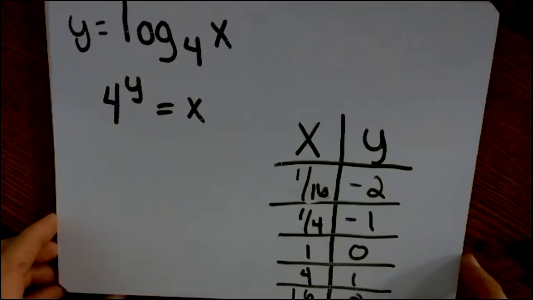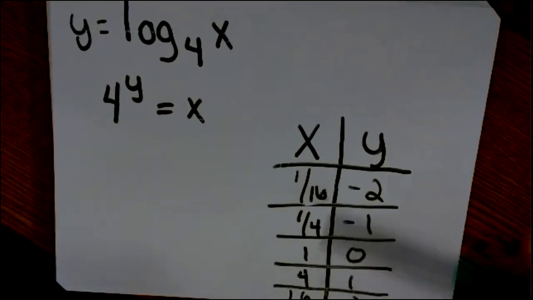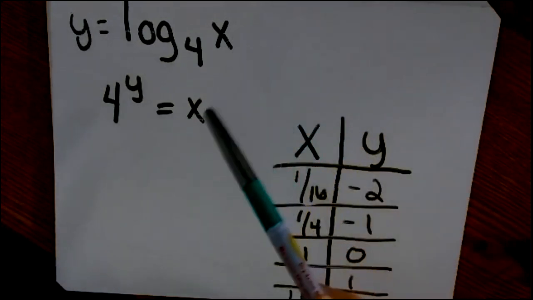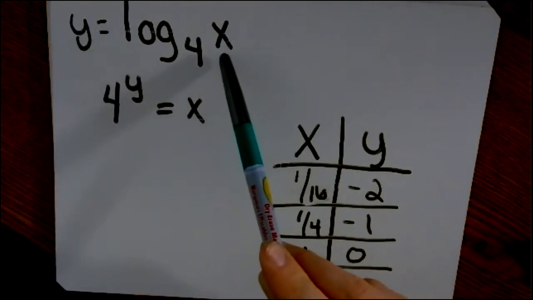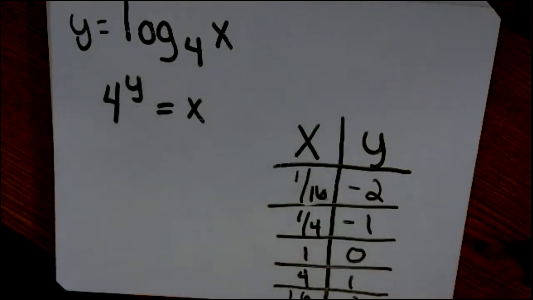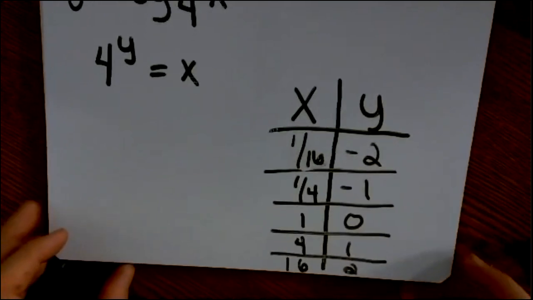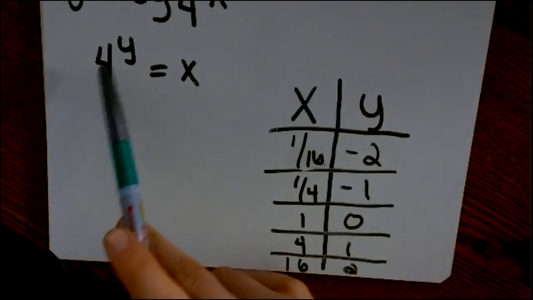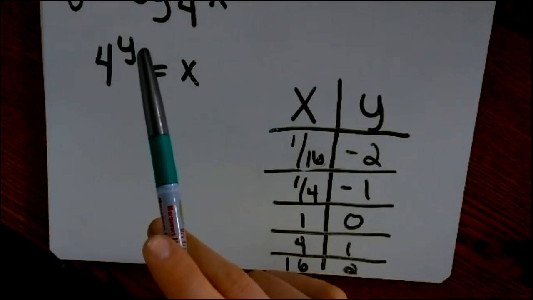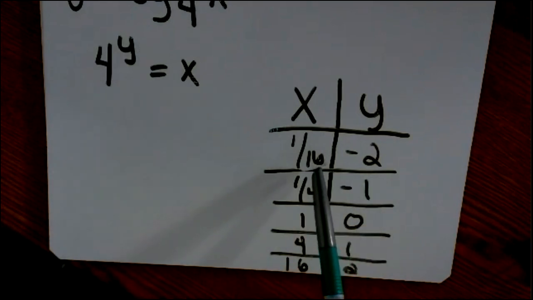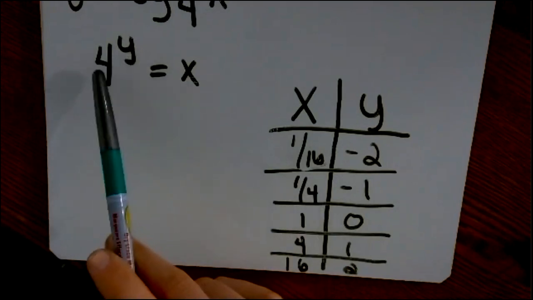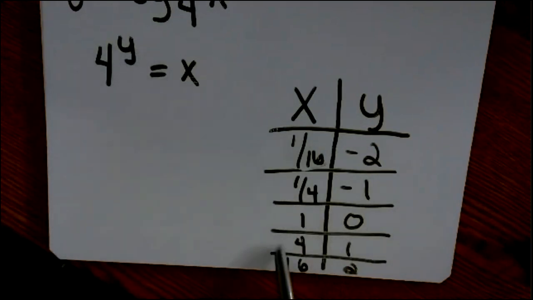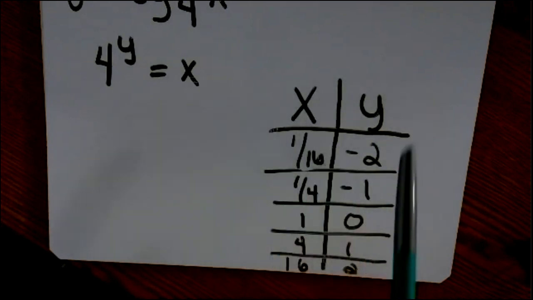So the first thing I want to do is make an xy table. In order to make an xy table, I'm going to take my base function, y equals log base 4 of x, that's logarithmic form, and change it over to exponential form, making it 4 to the y equals x. Once I do that, I'm going to pick values of negative 2 to 2 for my y. 4 to the negative second is like 1 over 4 squared, that becomes 1/16. 4 to the negative first is a fourth. Anything to the 0 is 1. 4 to the first is 4, and 4 squared is 16, creating this base xy table for me.